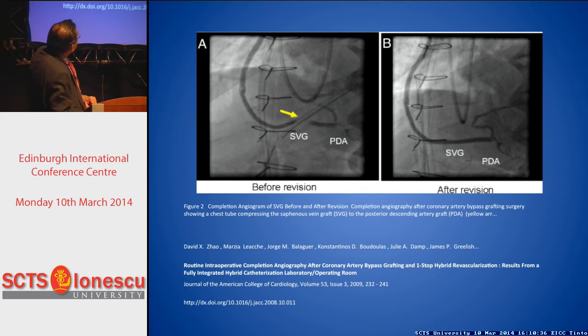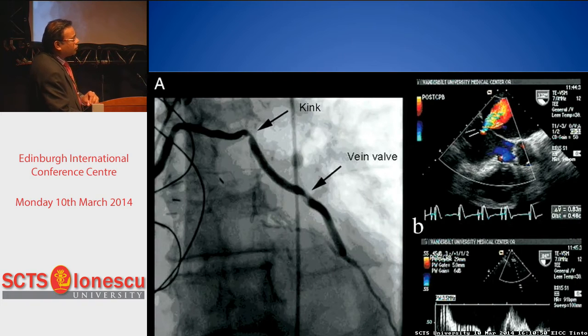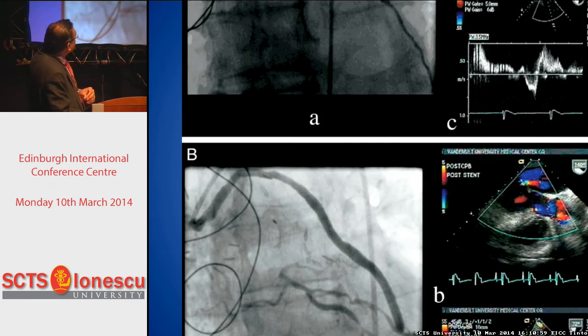This is a case of a saphenous vein graft going to the posterior descending artery and shows compromise of the graft by a chest drain. And after the chest drain has been repositioned, you see a good result. Here is another example of intraoperative angiography. You can see a kink in the vein graft going to the obtuse marginal and a vein valve. And after PCI done intraoperatively at the same sitting, you see a good saphenous vein graft and more collaterals distally.